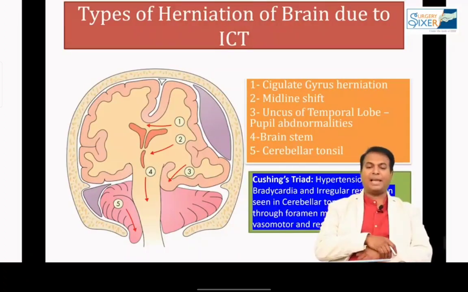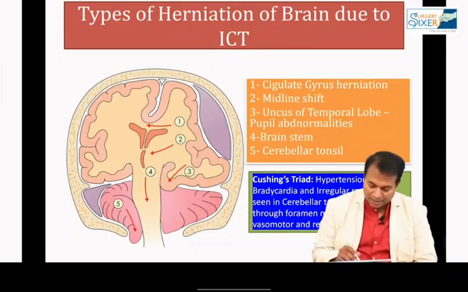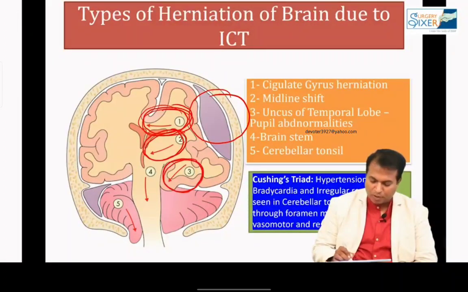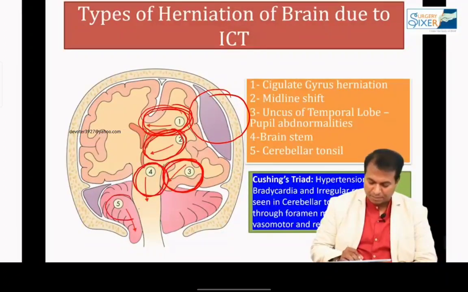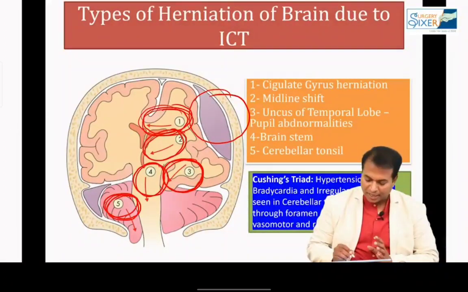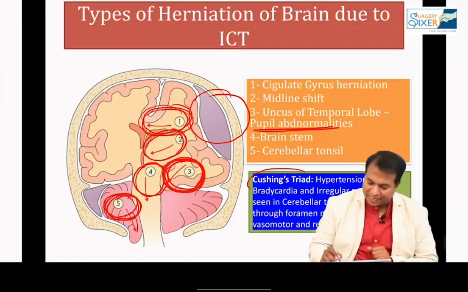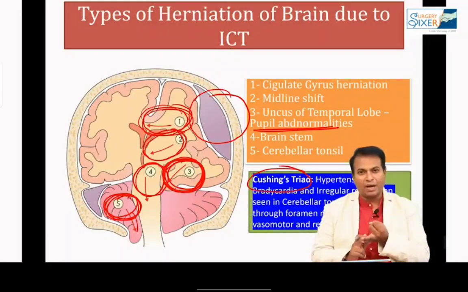This is a picture from William Dow. You can see the herniations of the brain. Number 1 is cingulate gyrus herniation because of this hematoma. This is midline shift. This is uncus of temporal lobe herniation. This is brainstem herniation. This is cerebellar tonsil herniation. The PG question is: in uncus herniation, what happens? There will be pupil abnormalities. In cerebellar tonsil herniation, there will be Cushing triad: hypertension, bradycardia, and irregular respiration. Please don't forget this.